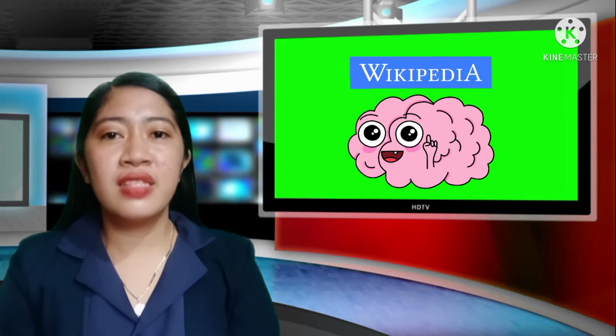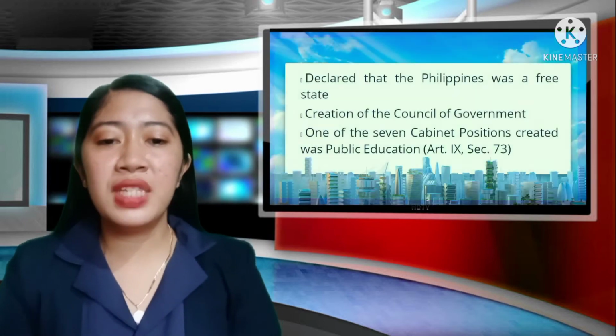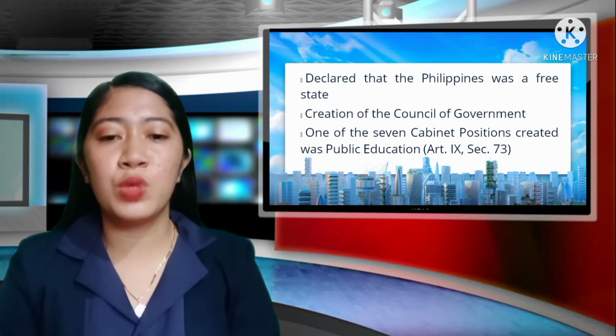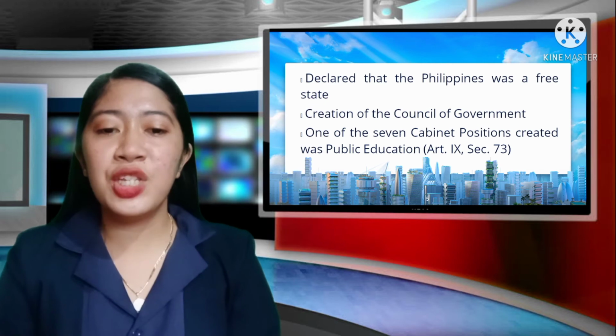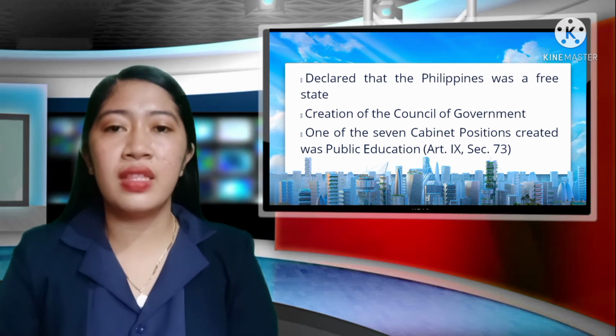Councils of Governments or COGs are voluntary associations that represent member local governments, mainly cities and counties, that seek to provide cooperative planning, coordination, and technical assistance on issues of mutual concern that cross jurisdictional lines. One of the 7 cabinet positions created was public education based on Article 9, Section 73.